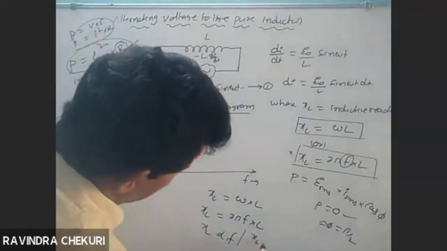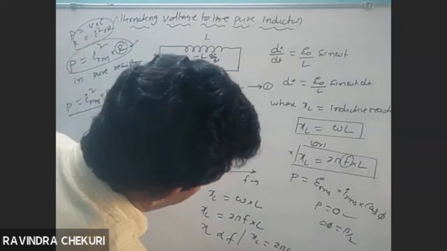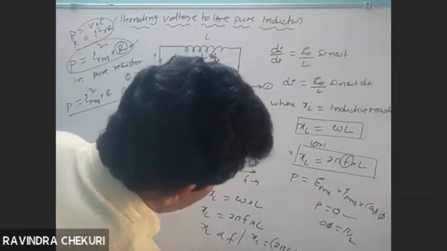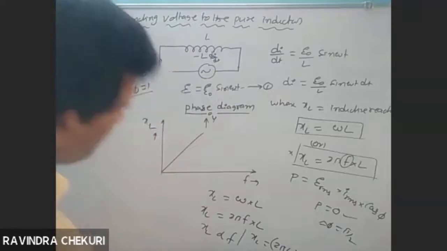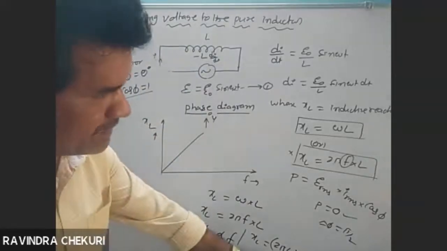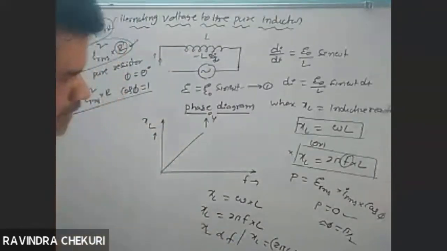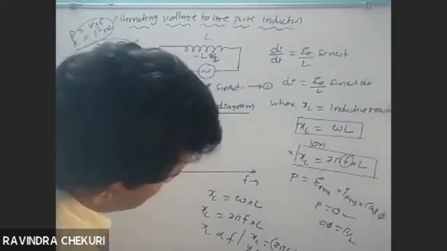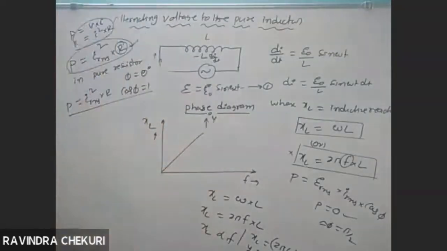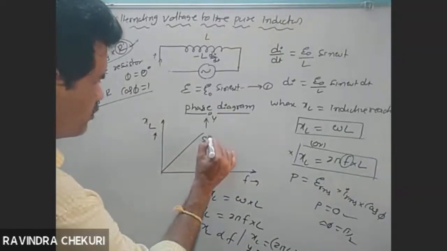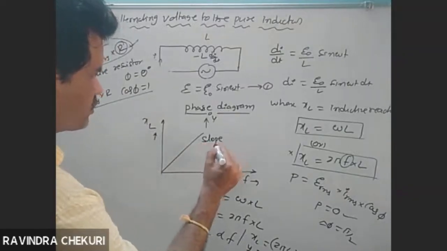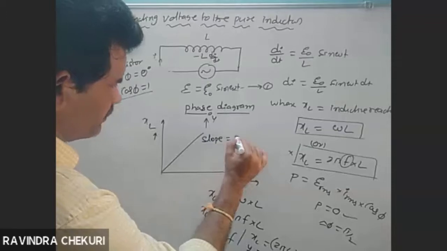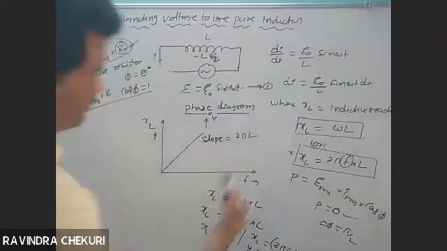So XL is equal to 2 pi L times f, where 2 pi L is constant. This is of the form y is equal to mx, a straight line passing through the origin. What is m? The slope. 2 pi L is the slope, so the slope of this graph is equal to 2 pi L.